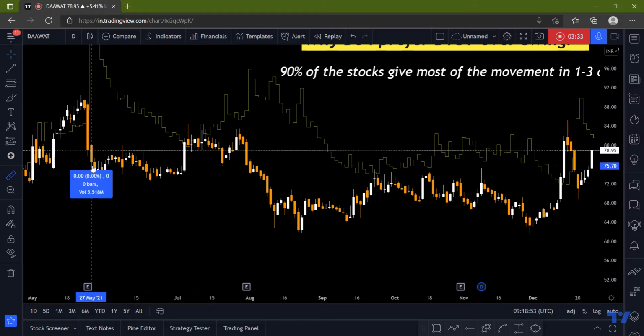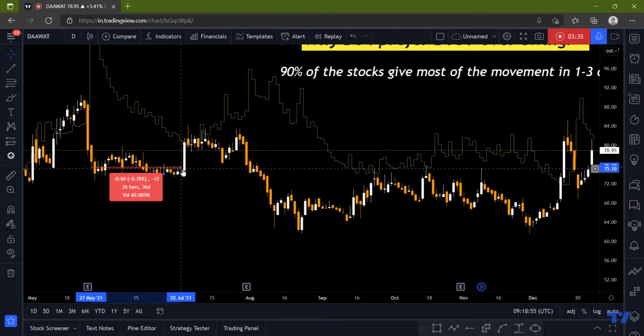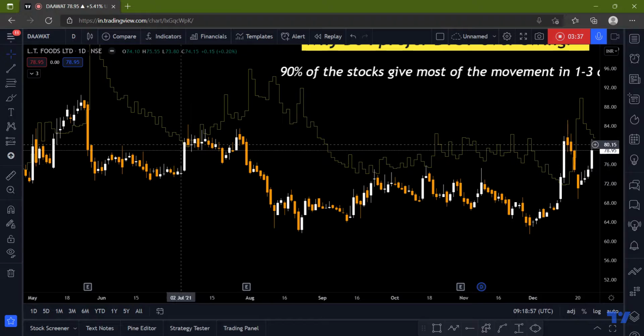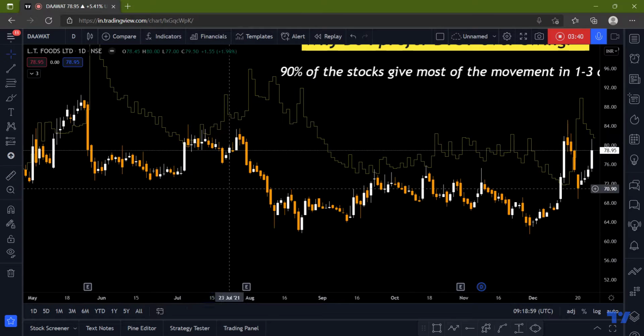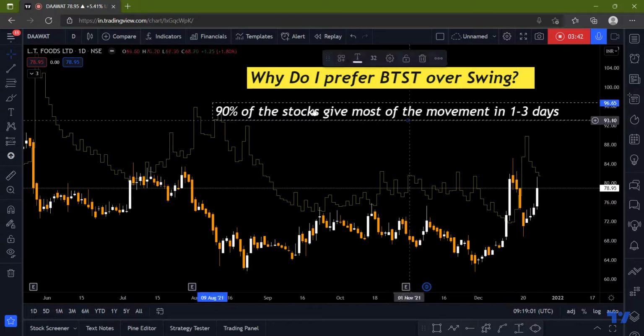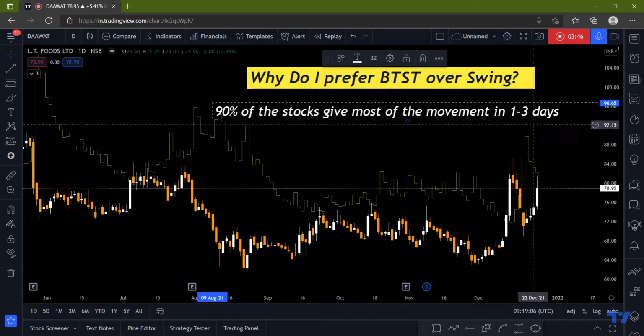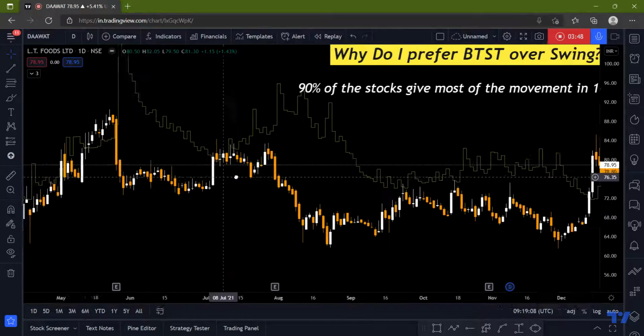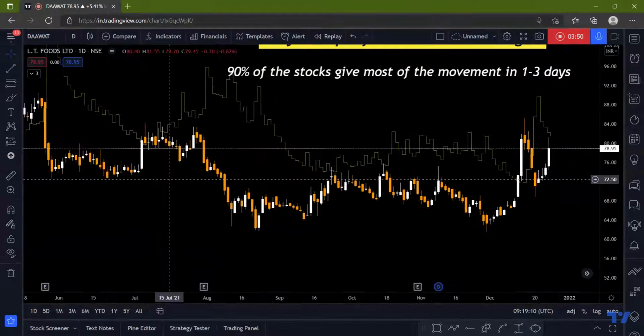See, after consolidating for almost 36 days, suddenly it gives a breakout, and after that it also starts consolidating. So the fact is that what I said is that 90% of the stocks give most of the movement in just 1, 2 or 3 days. And this is the truth that you'll be finding in every stock.